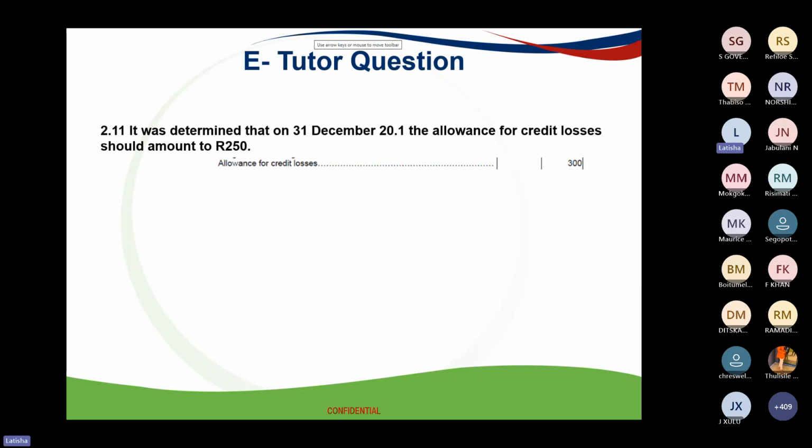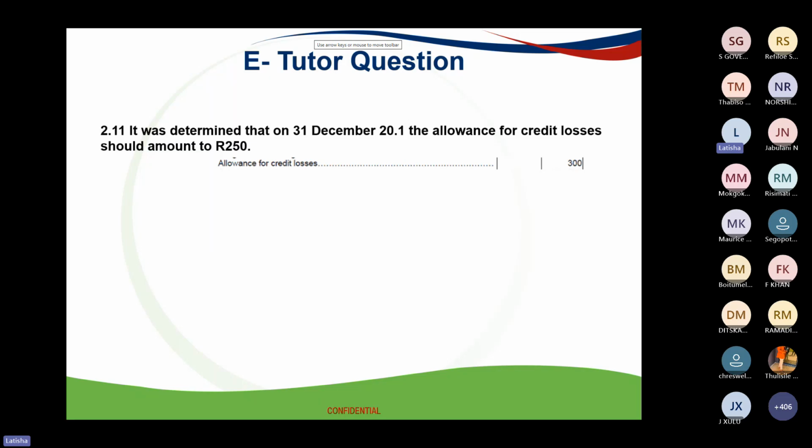It's an allowance for credit losses, which means that our asset is the debtor that owes us money. But in every company, there will be a policy that says some percentage of your debtors are not able to pay. And that percentage then becomes your allowance for credit losses. That is why it's currently sitting at 300 Rand on the balance sheet as a credit. The information says it needs to be reduced from 300 to 250.